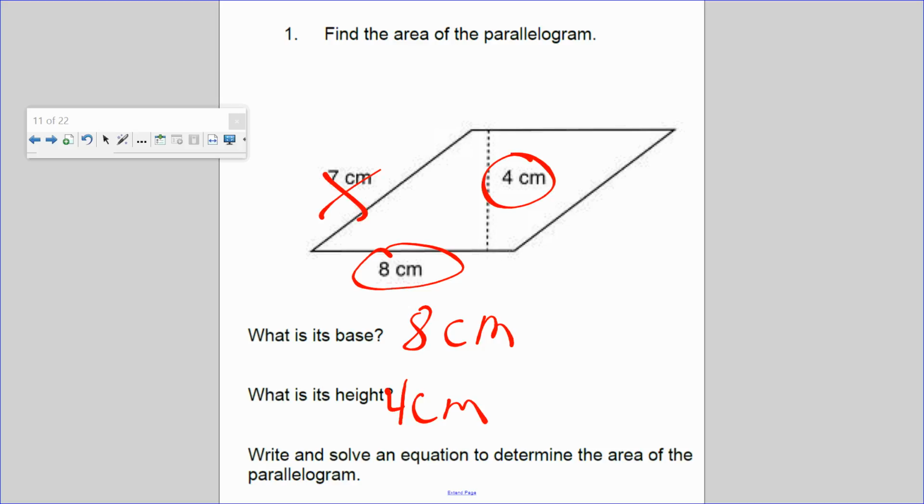Write and solve an equation to determine the area of the parallelogram. So it's A equals base times height. I replace the base with 8. The height is 4, so area equals 32 centimeters squared.